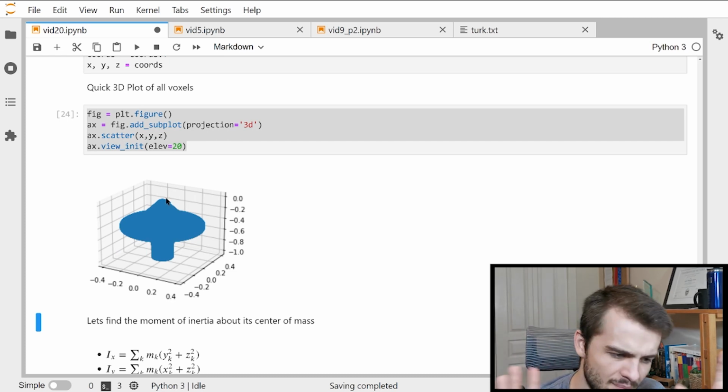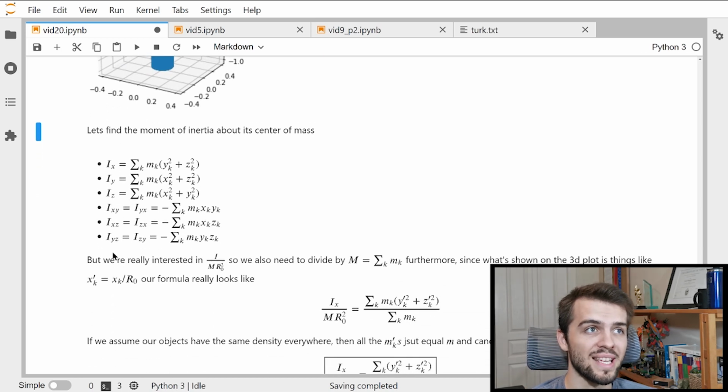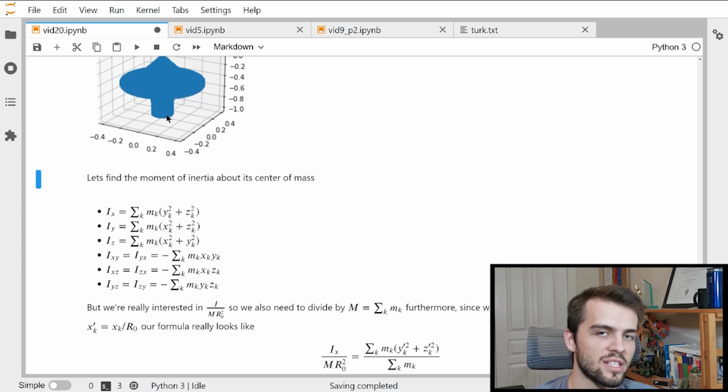It is upside down, but it doesn't matter for computational purposes. And so the moment of inertia is really easy about its center of mass. For example, Ix is equal to the sum over k of little mk. So each one of these points has its own mass. And then yk squared plus zk squared. This is the distance to the x-axis.